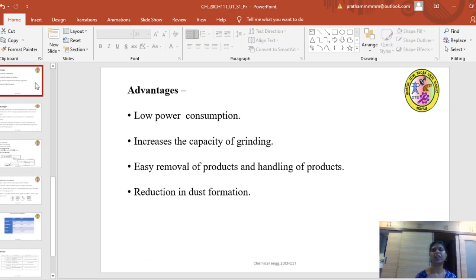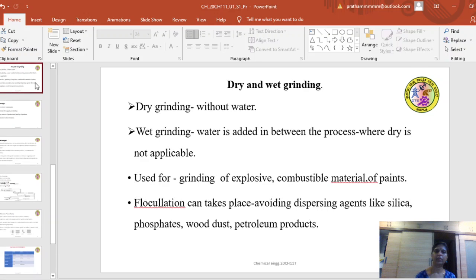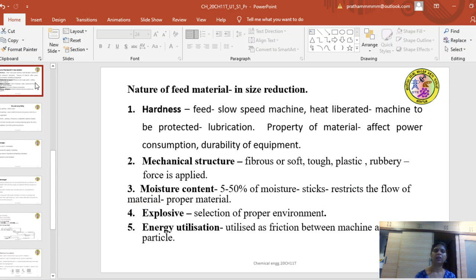So what are the advantages and disadvantages of wet grinding could be asked. That could be asked for 5 marks. Then what else can be asked? Nature of the feed material: what are the natures of the feed material that have to be considered in the size reduction process? That question can be asked in the exam. So these are the possibilities of the questions which could be asked in your exam from this session.